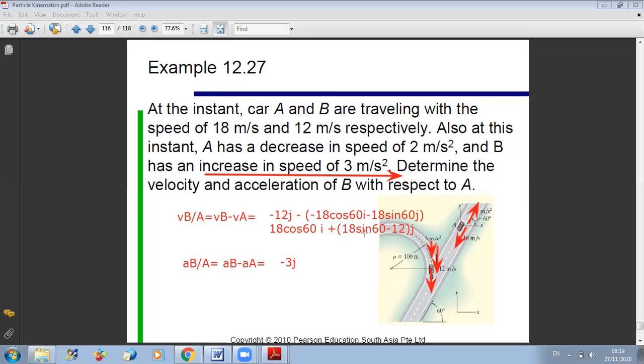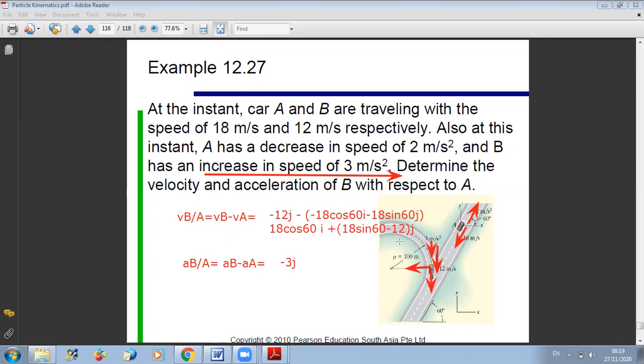What is the definition of A normal? It's always directed towards the center of curvature. This is the center of curvature because it's a circular path, so it's directed towards the center. Okay, so it's negative i. Here, why is it along i? Because A tangential is along UT, which is vertical, so UN will be horizontal.